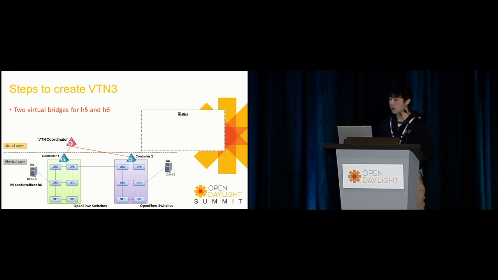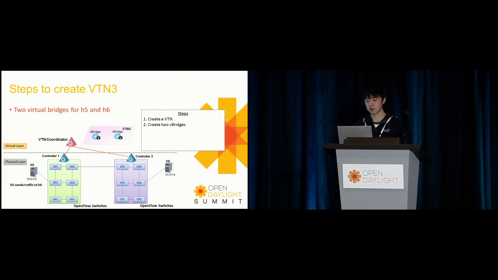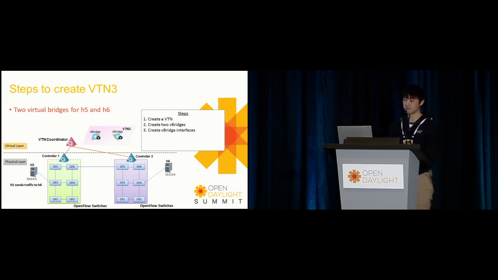First, I create a VTN. Second, I create two virtual bridges. Then I create interfaces in the virtual bridges, and I create a boundary link to connect the two virtual bridges.